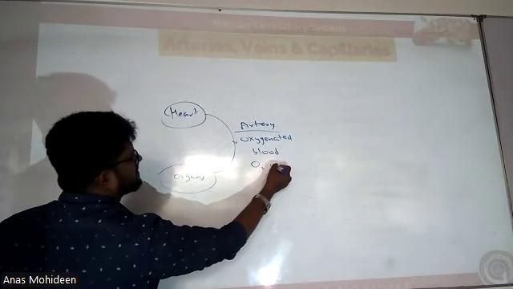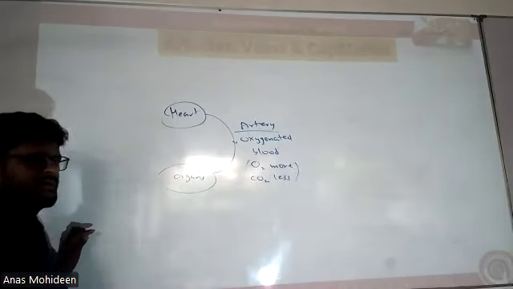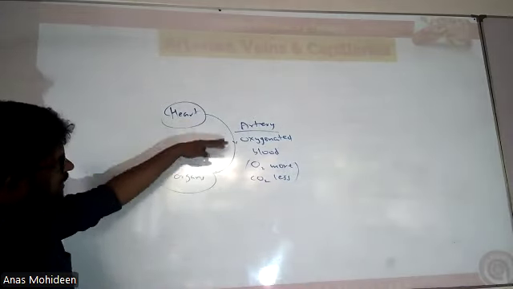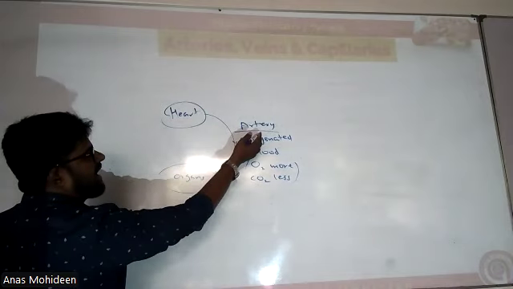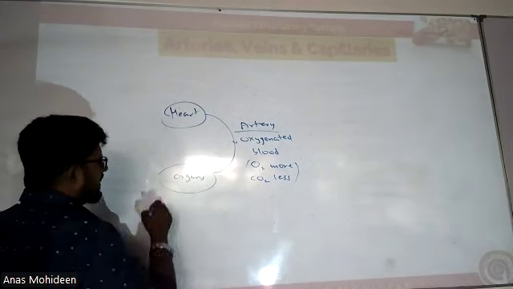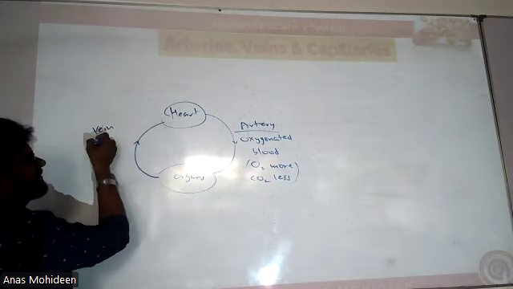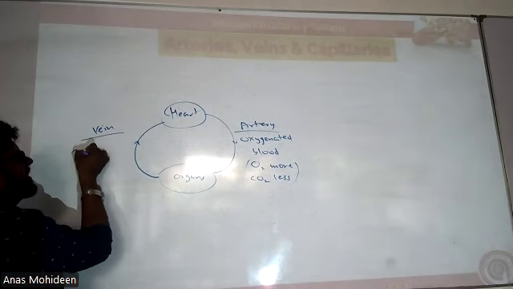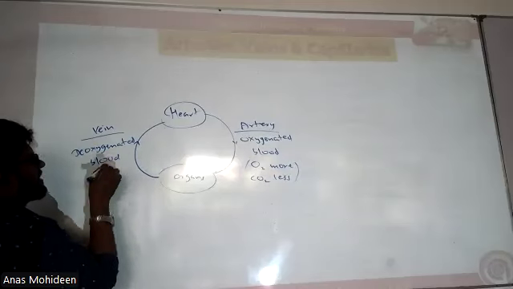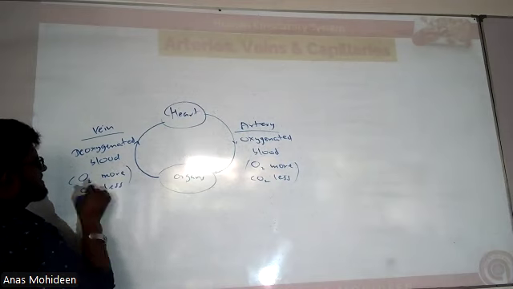Oxygenated means more oxygen, less carbon dioxide, or none at all. So the heart pumps blood towards all the body organs, and this is the artery. What is the artery here? Systemic artery. The aorta is taking the oxygenated blood. And the superior and inferior vena cava carry the deoxygenated blood, and that is a vein. So the veins carry deoxygenated blood towards the heart, which contains more carbon dioxide and less oxygen.